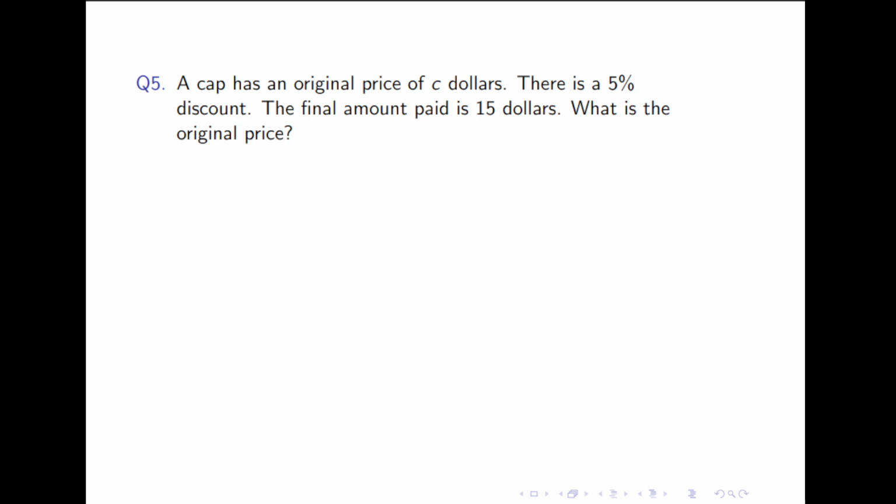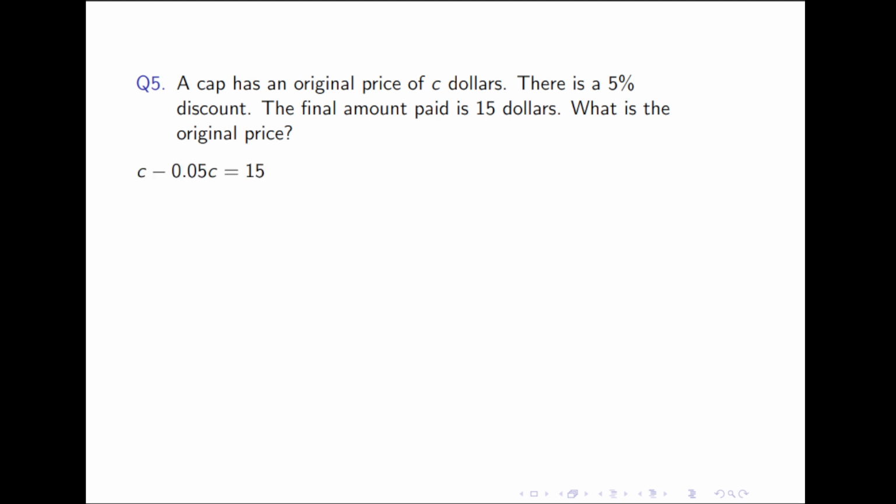Question 5 says a cap has an original price of C dollars. There's a 5% discount. The final amount paid is $15. What is the original price? We have the same information as in question 2 and the new info that the final amount paid is $15. Our answer to question 2 was C minus 0.05 times C, which is one way to write the final amount paid. This question tells us the final amount paid can also be written 15. So we set these equal.